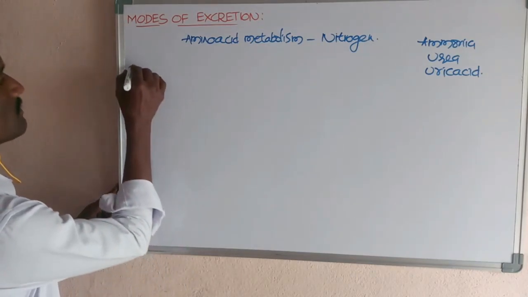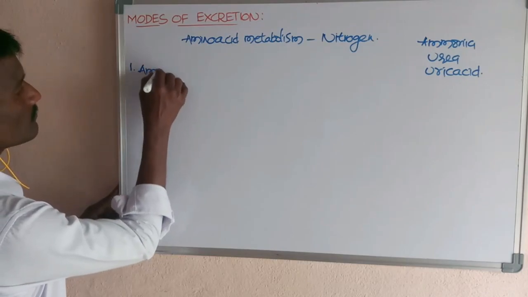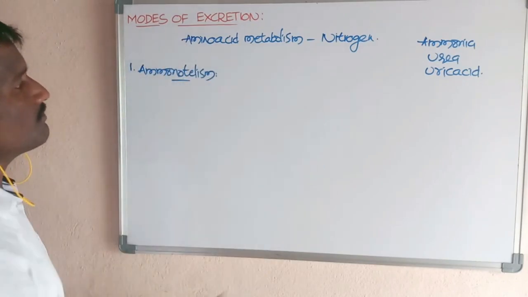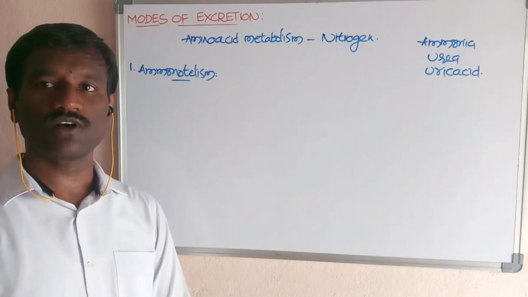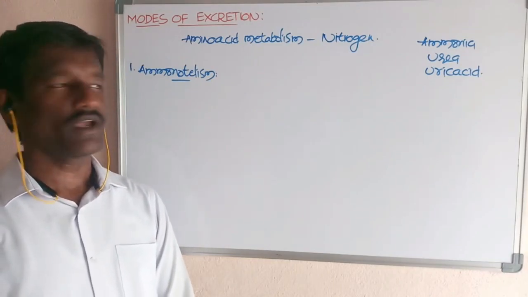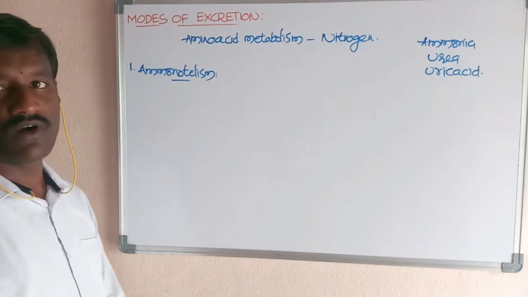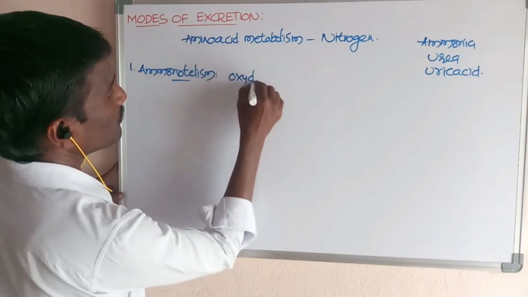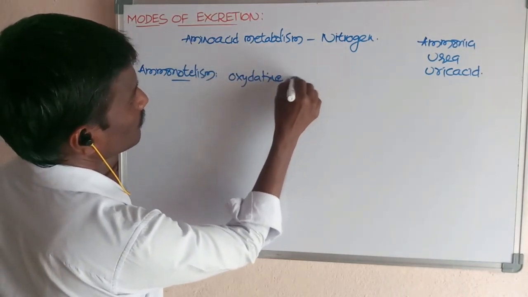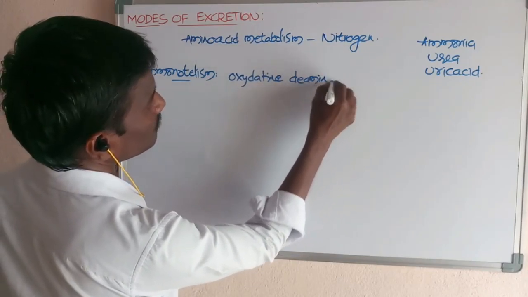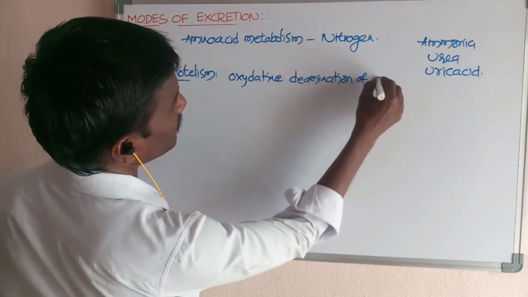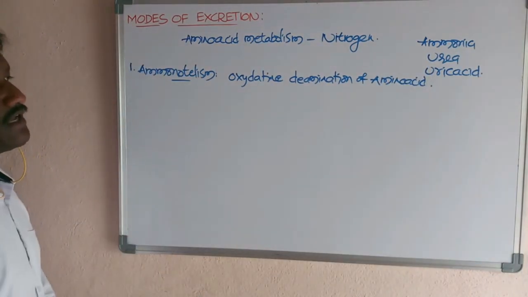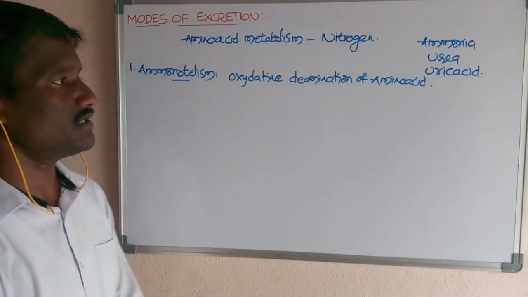The first is ammonotelism. Ammonotelism means elimination of the nitrogenous waste product in the form of ammonia. What is the process involved in the formation of ammonia? It is formed by oxidative deamination of amino acids.